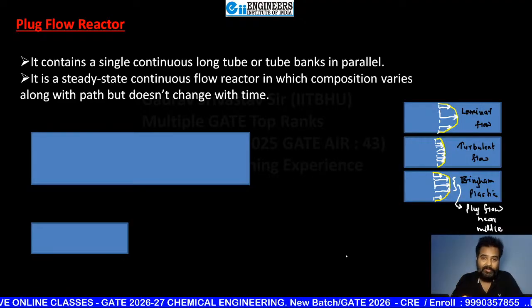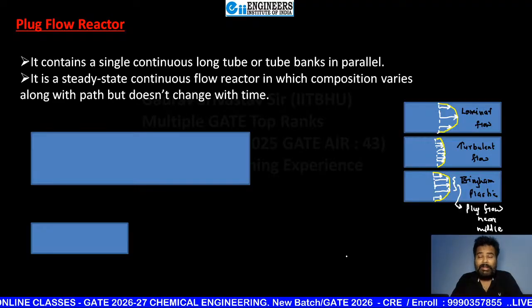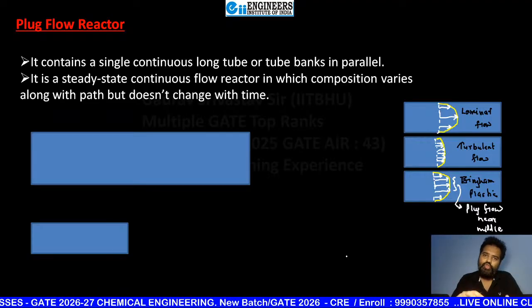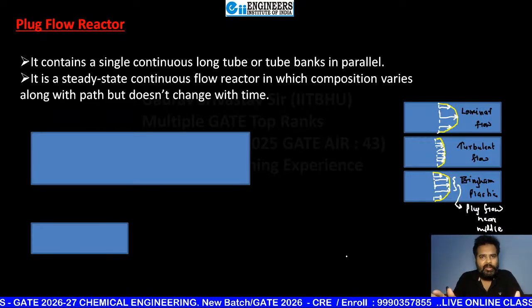Then we will see non-ideality in CSTR, we will see non-ideality in PFR, because you are here for CRE, chemical reaction engineering, and whenever you are going to react anything, you need a vessel, and the name of that vessel is reactor.